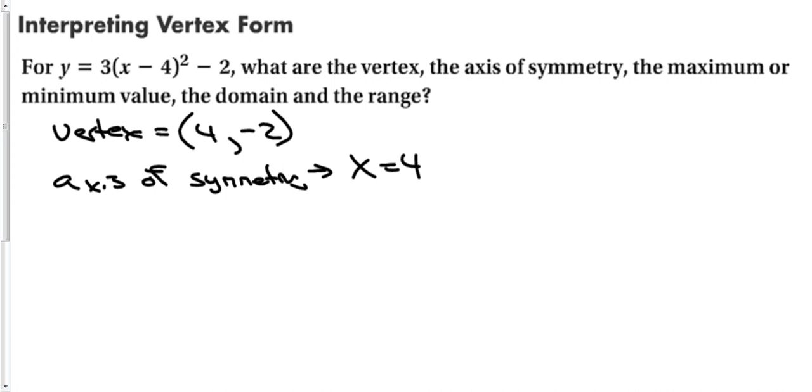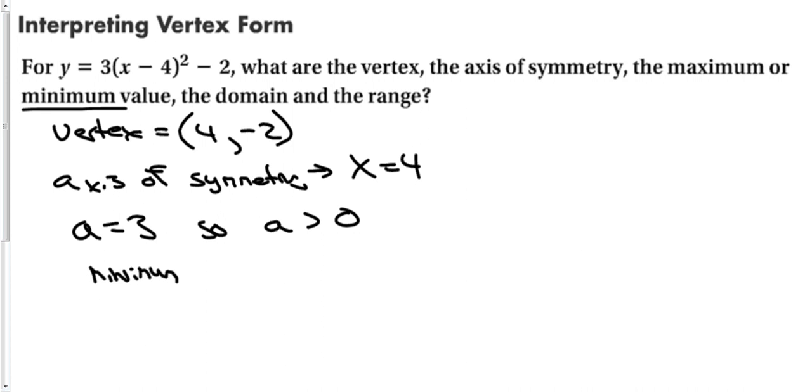The minimum or maximum value depends on whether or not a is greater than 0. In this case, a is equal to 3, so a is greater than 0, which means this function has a minimum value because it opens up. So the minimum value is y is equal to the y coordinate of the vertex, negative 2.